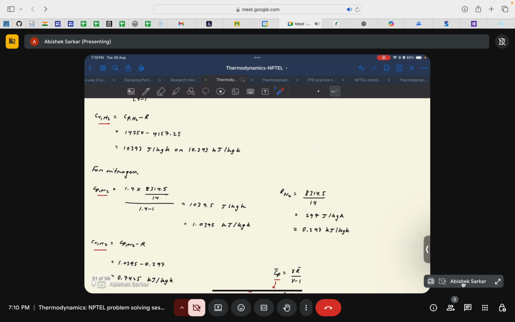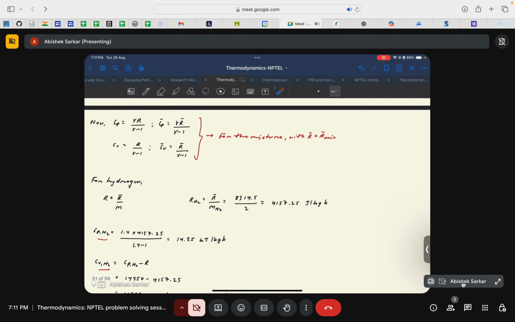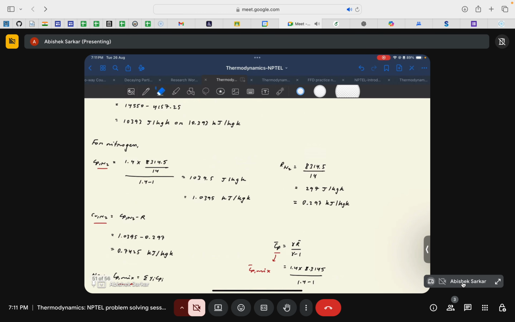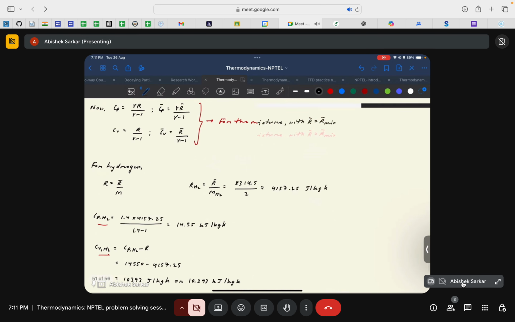Now similarly we can follow the exact same steps for nitrogen. Okay, so Cp of nitrogen would be 1.4 times your R. The specific gas constant for nitrogen would be 8314.5 divided by, just one second, it should be 28, right? I'm sorry. No, nitrogen would be 14 only, right? If I'm not wrong.